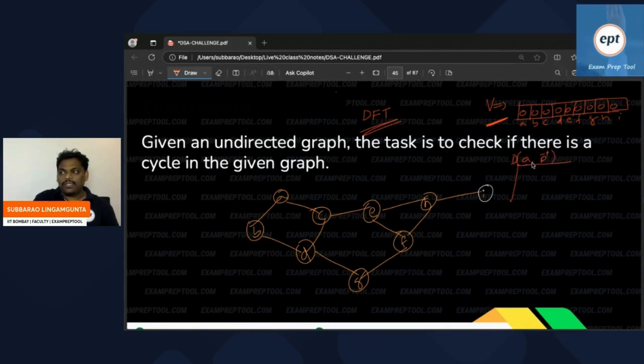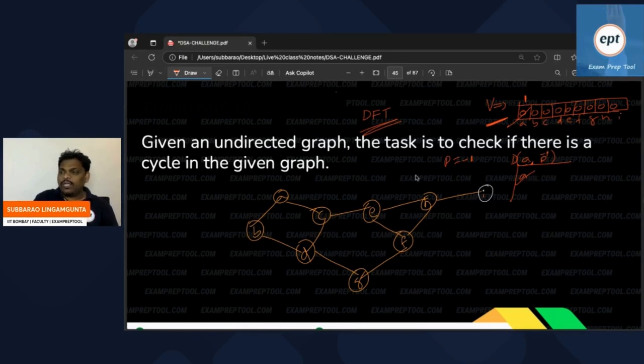The current vertex is A, and its previous is -1. Observe properly: P is as of now -1, initially passed from outside. Now see the first step: visited of A is equal to 1, and previous is -1, which is absolutely fine.